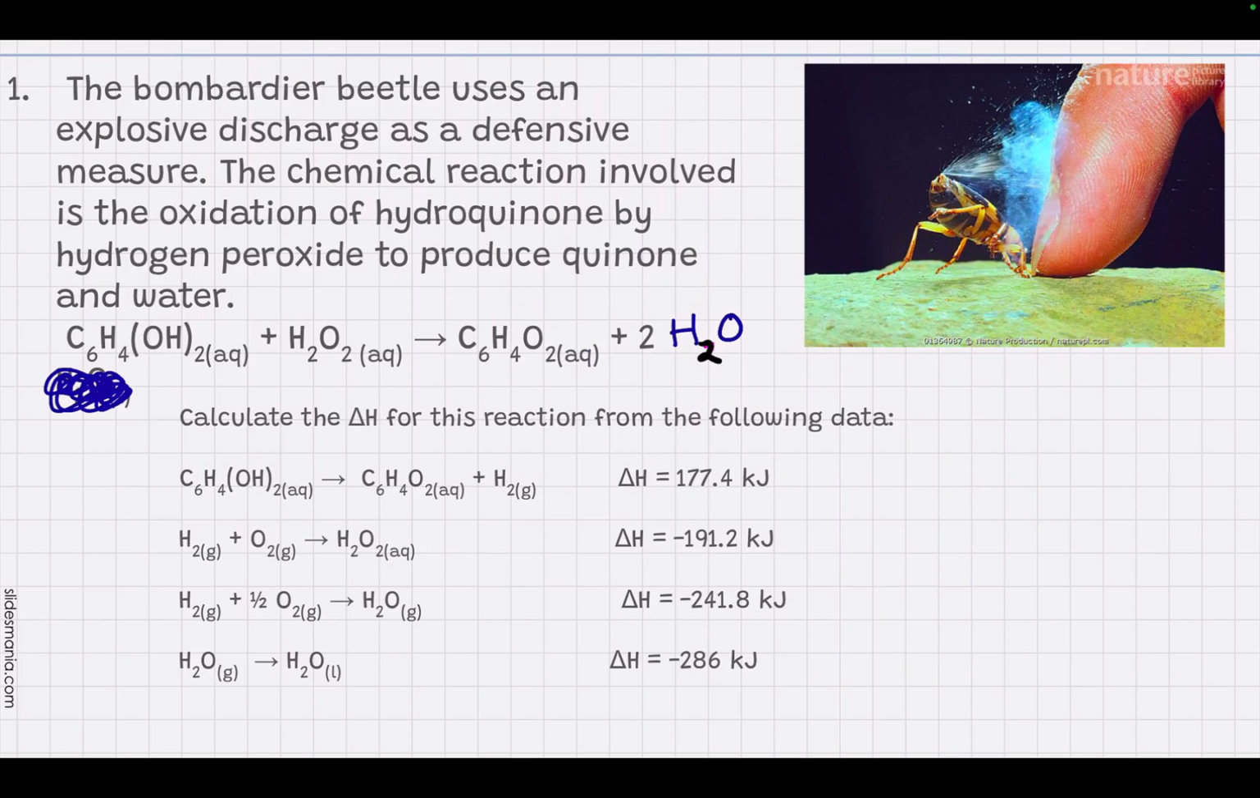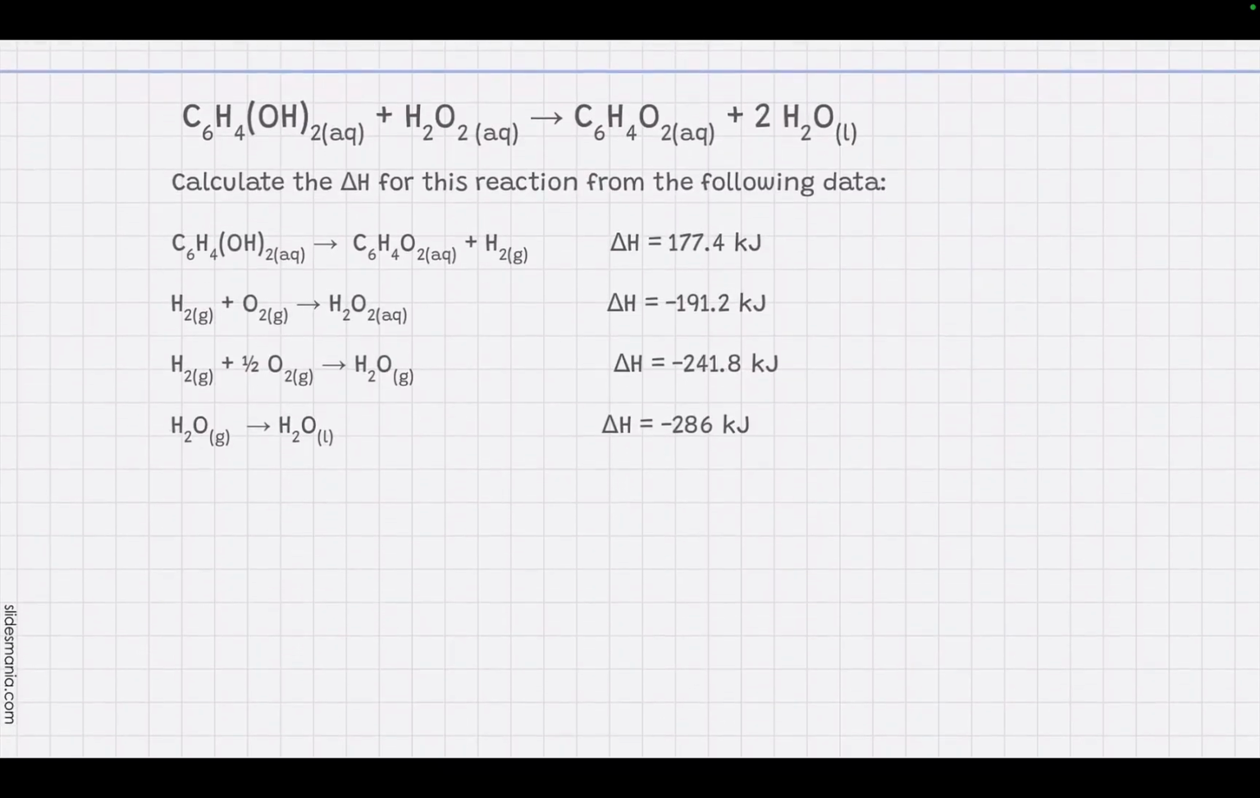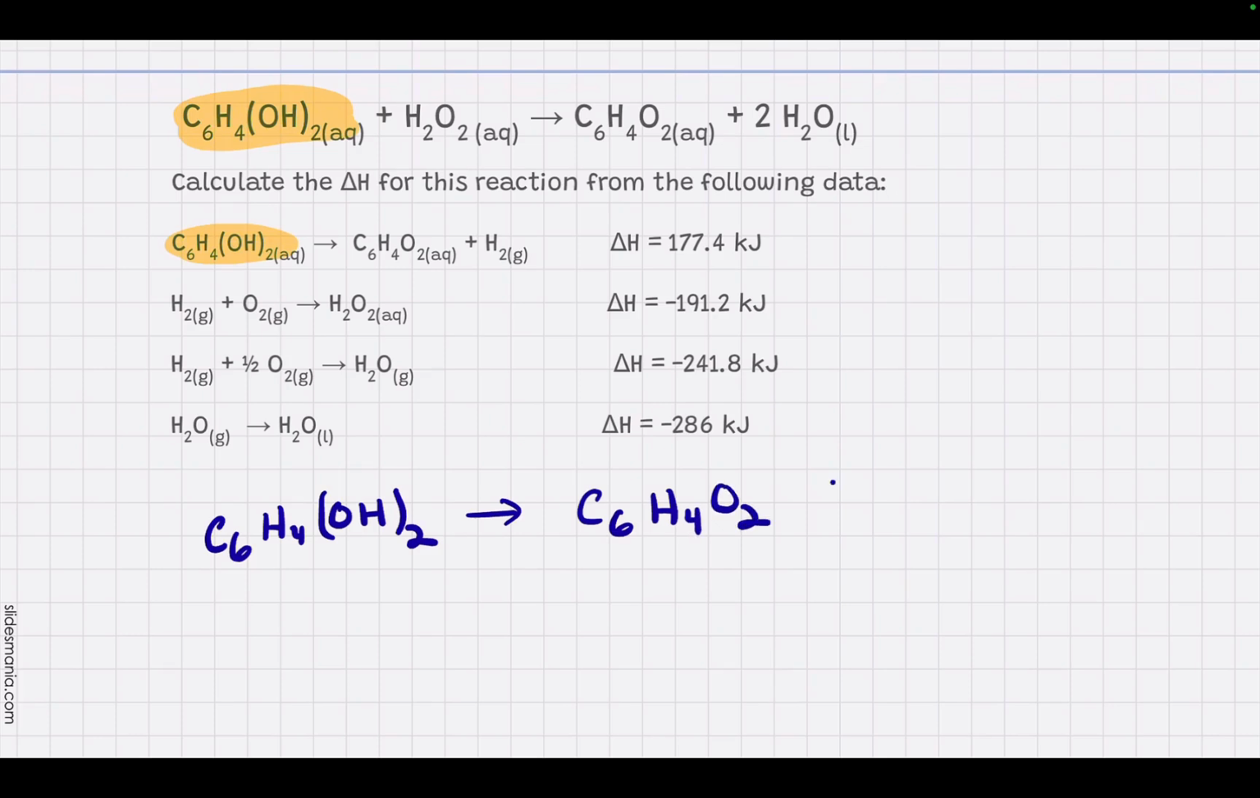So what I recommend doing is, and I'm going to switch to this slide so I have more room, if you're at all struggling, I would recommend color coding. So this compound here, I try to find it in a reaction below. These are my data reactions, and I find it's right there. So I know then that it's on the right side, so I don't need to reverse the reaction, and I don't need to multiply it because it's equal to 1 mole. So everything is good for this one, and my delta H stays the same.